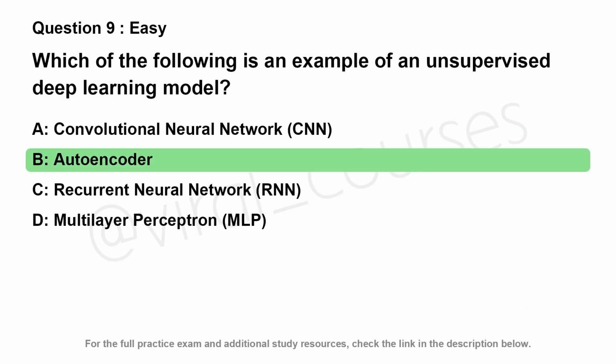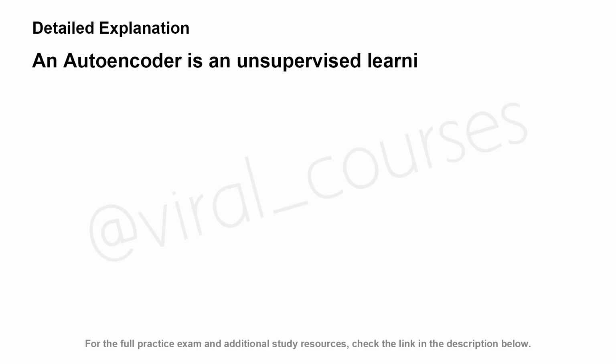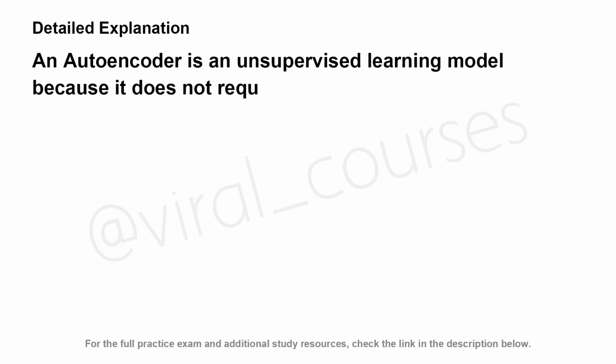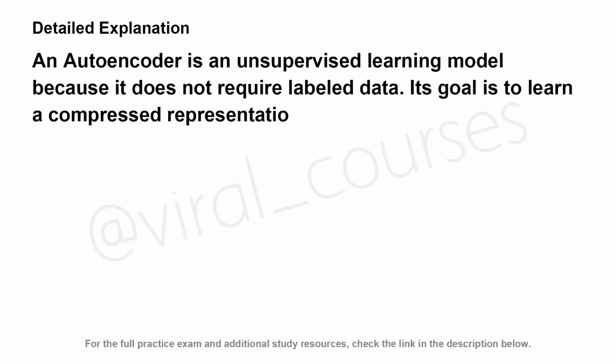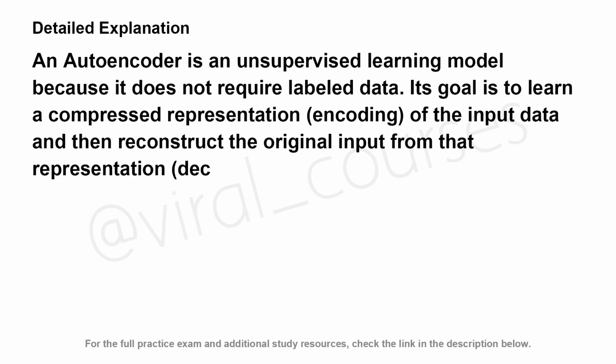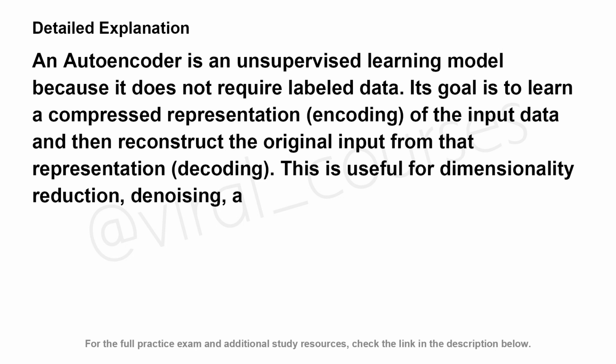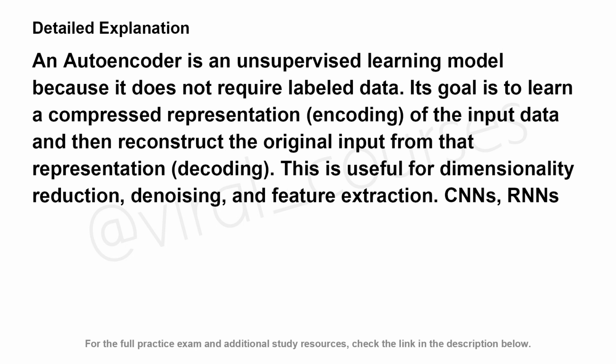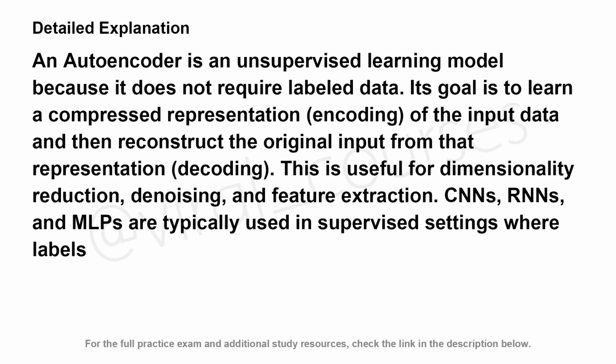The correct answer is B. An autoencoder is an unsupervised learning model because it does not require labeled data. Its goal is to learn a compressed representation, encoding, of the input data and then reconstruct the original input from that representation. Decoding. This is useful for dimensionality reduction, denoising, and feature extraction. CNNs, RNNs, and MLPs are typically used in supervised settings where labels are provided for training.